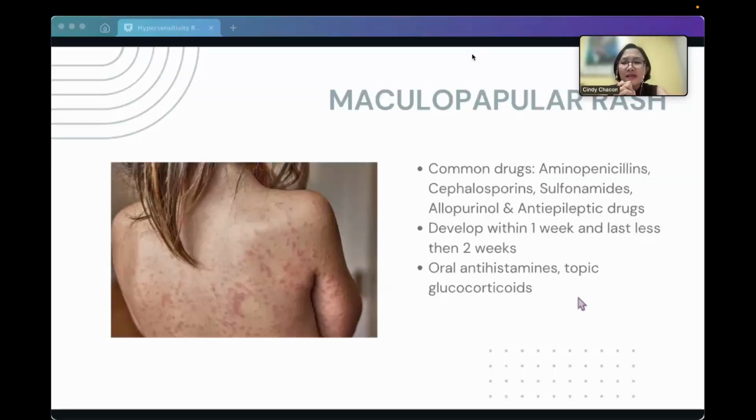Oral antihistamines and emollients may help relieve pruritus. A short course of potent topical glucocorticoids can also reduce inflammation and symptoms. Systemic glucocorticoid treatment is rarely indicated for these patients.